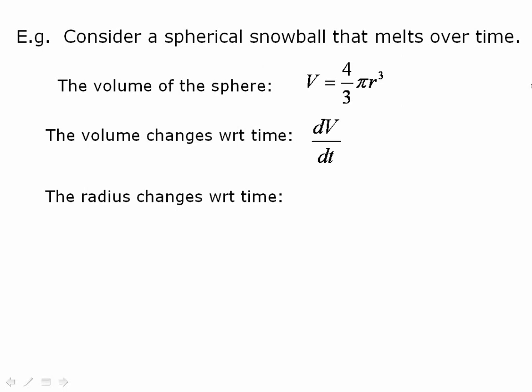And then the other one would be the radius changing with respect to time, because that is also going to be changing. It's getting smaller, so the radius is going to decrease as well. So that's dr/dt. And we would call these related rates. Now, it means that we've got a more complex equation, and there's a couple ways that we can tackle these problems. And once you get good at them, you find it fairly routine.